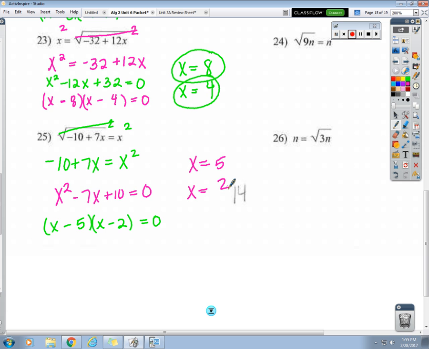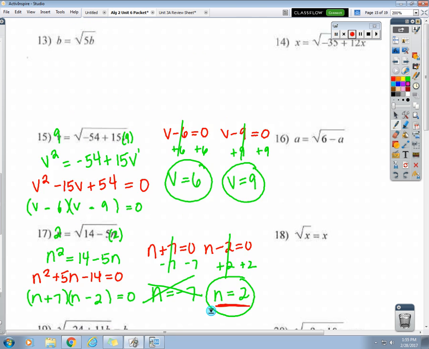Positive 5, positive 2. Okay, now let's quickly check them to make sure we don't have extraneous. So first I'll plug in 5. The square root of negative 10 plus 7 times 5 equals 5. So that will work. The square root of negative 10 plus 7 times 2 gives me 2. So that one worked. No extraneous there. They both work. Okay, your homework on this page, page 14, you're going to do the top 3 questions, 14, 16, and 18.